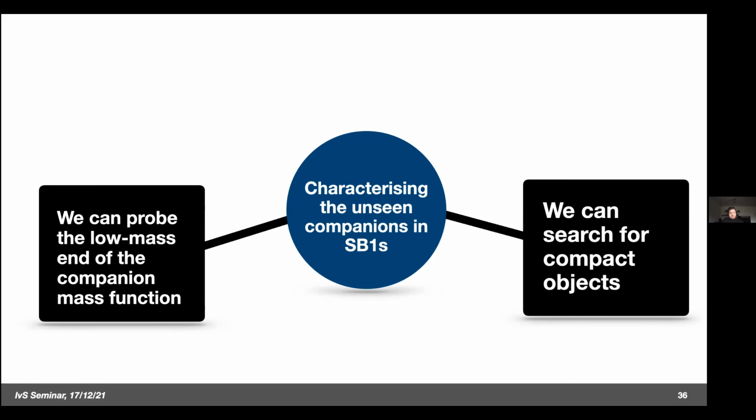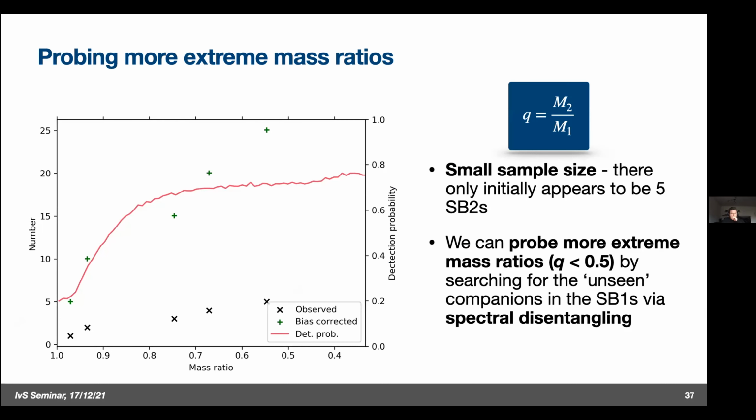and so they might be compact objects. And so as we characterize the unseen companions in these SB1s, we are probing the low mass end of the companion mass function, and we can find systems with more extreme mass ratios, and we can go past the limits of our original observing strategy. And while we're doing this, we can also search for compact objects like black holes and neutron stars that could reside in these systems. So I'll go over the first point first.